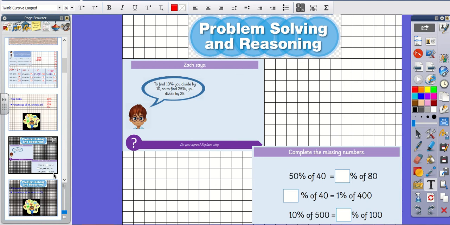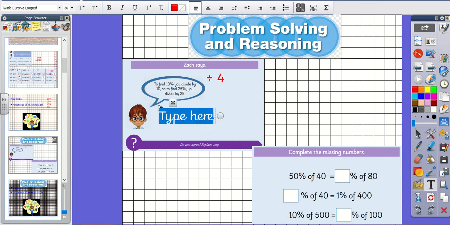Okay then, so problem solving and reasoning today, we have got a question here and it says, Zach says, to find 10% you divide by 10. So to find 25% you divide by 25. Do you agree and explain why? Well, we know from our work from today and on Friday that if we find 25%, we divide by 4. So Zach cannot be correct. So, do you agree? No.